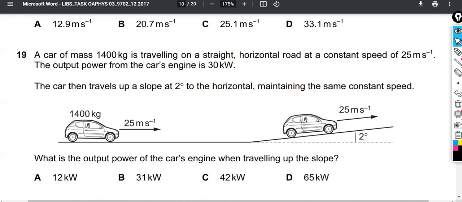What is the output power of the car's engine when traveling up the slope? I feel like I can solve this just by being sort of clever with the test taking. Without really knowing much about physics, it's possible to just size this question up and go, oh, if I was writing a test, this is what I would do. So it's more my knowledge as an educator than as a physics teacher.